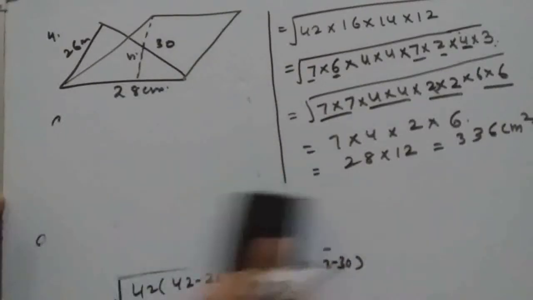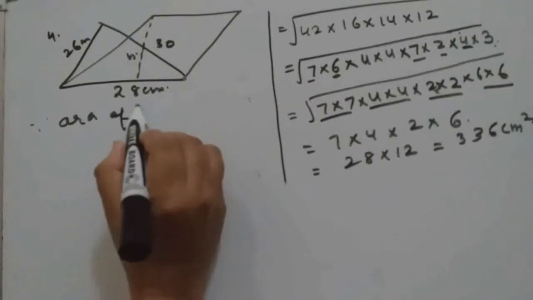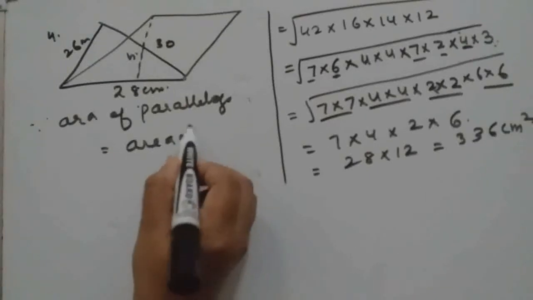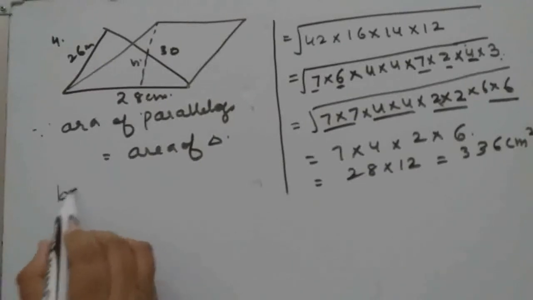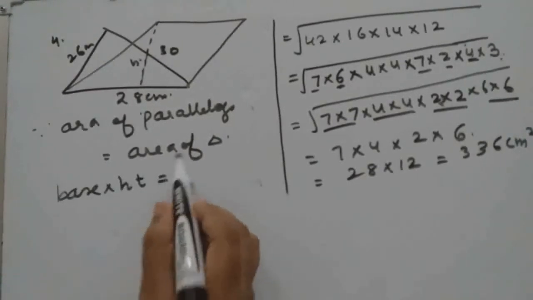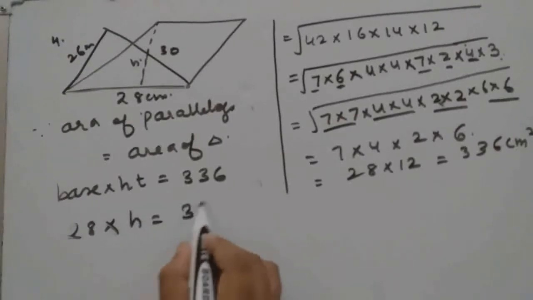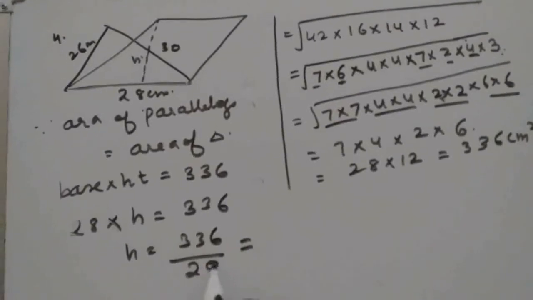Now what is given? Area of the parallelogram. Since area of parallelogram is equal to area of triangle. So area of parallelogram is base into height, and area of triangle we got 336. So base is given 28, height is not known. So 336 by 28 will be 12 centimeter. This is the height of the parallelogram.